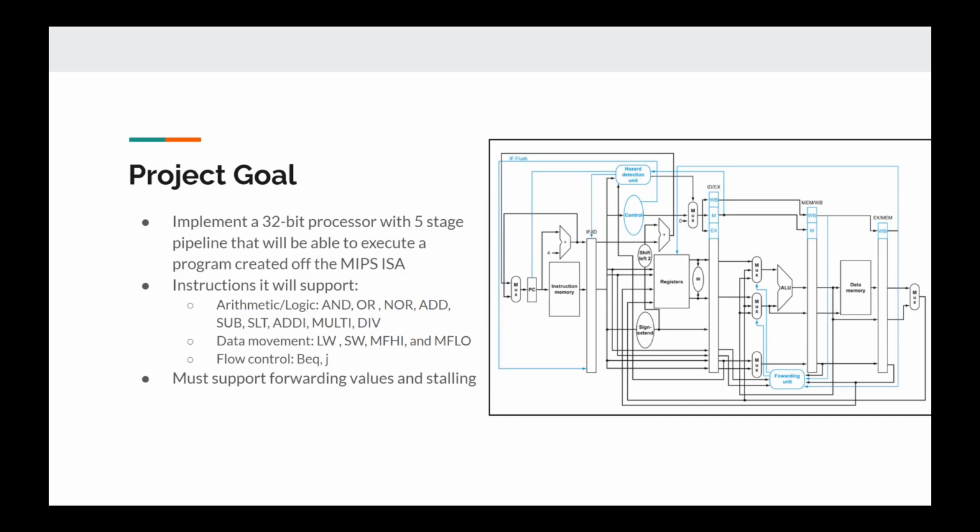The processor will also have data movement functionality such as load word, store word, move from high, and move from low. Flow control will also be included into the processor, and those instructions are branch if equal and jump. A hazard detection unit and a forwarding unit will also be included to support forwarding values and stalling the processor.